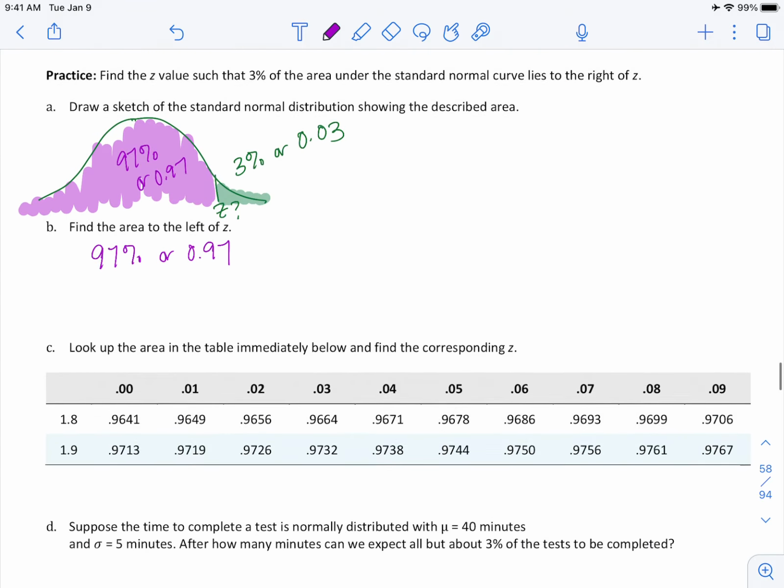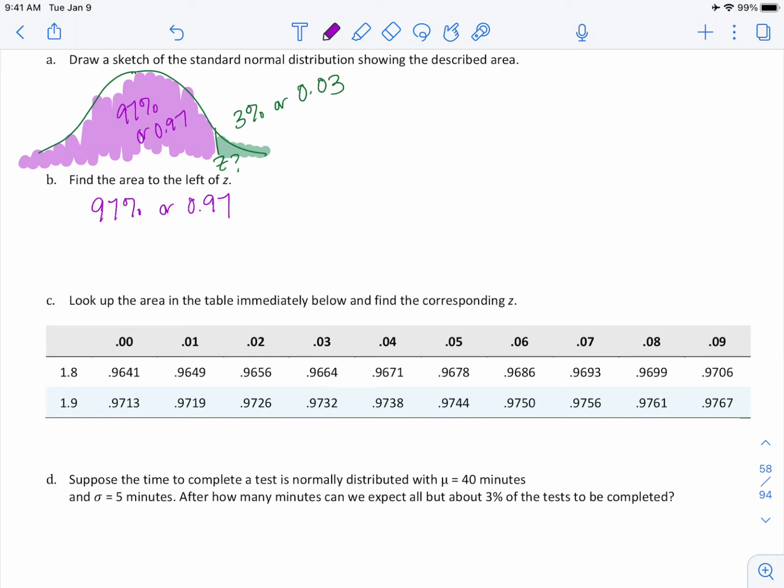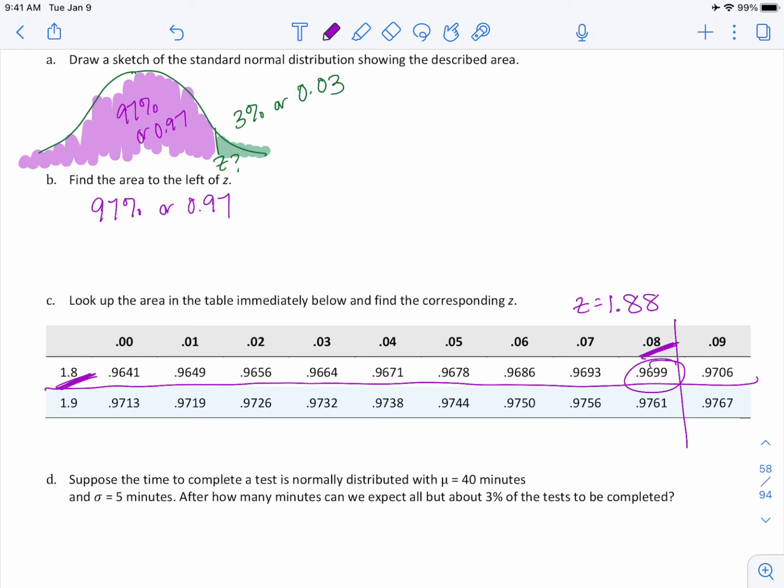Okay, look up the area in the table immediately below and find the corresponding z. So we want to find what number is closest to 0.97, and that's this one right here, 0.9699. So I'm going to draw a line under it and to the right, and so I have this is 1.8 and then this is 0.08. So this means our z value is 1.88. This gives you the ones and the tenths place. This one gives you the hundredths place. So you put them together to get your z value.